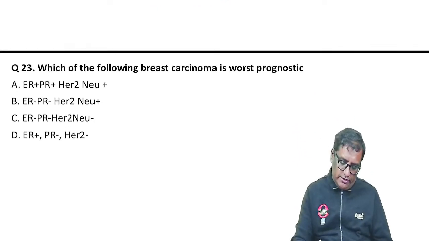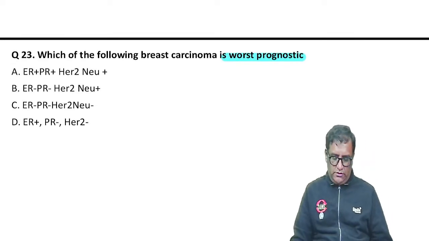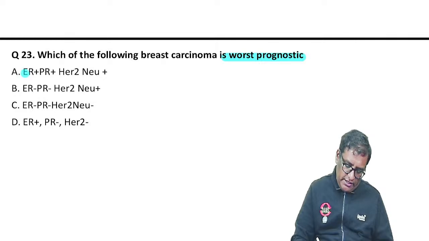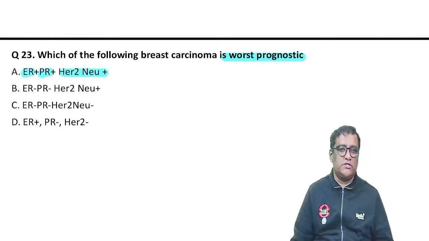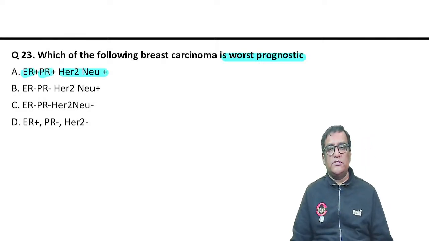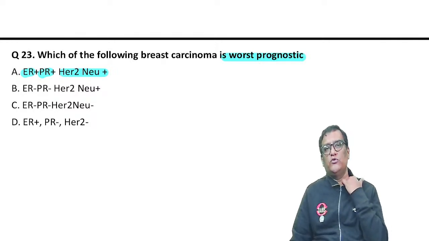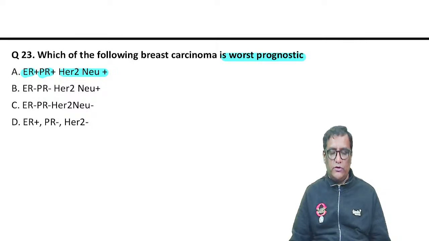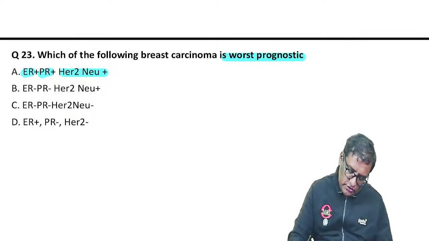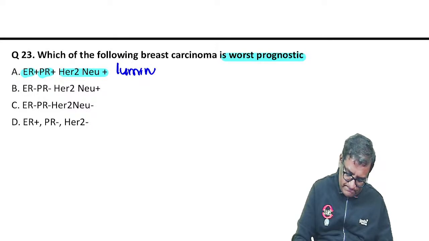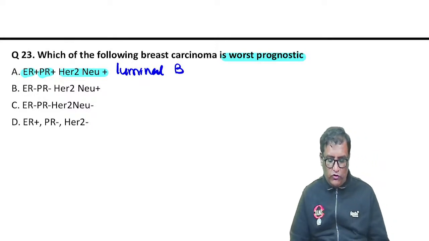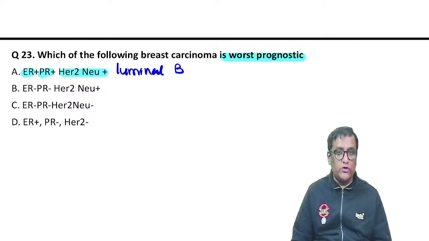Next. Question number 23. Which of the following breast carcinoma is worst prognostic? ER positive, PR positive, HER2 positive. This is your triple positive breast carcinoma. Anybody, what is triple positive breast carcinoma? ER positive, PR positive and HER2/neu positive. Triple positive will be called as what? This is your luminal B. Luminal A would be ER positive, PR positive and HER2/neu negative.